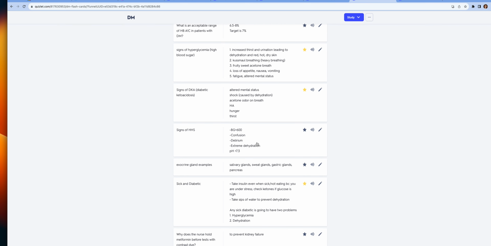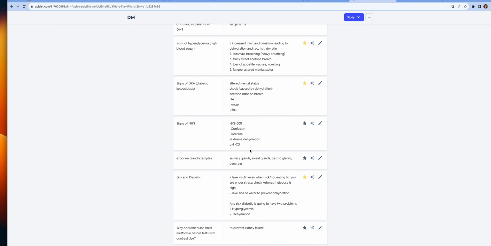The signs of HHS, this happens to type 2 diabetics, and their blood glucose is going to be off the charts. It's going to be like 600. Now, they do have high glucose with DKA, but it's not as high as HHS. They're going to be confused and they'll have extreme dehydration. They do not have Kussmaul's or acetone breath because they don't go into metabolic acidosis. So they're not breathing fast.